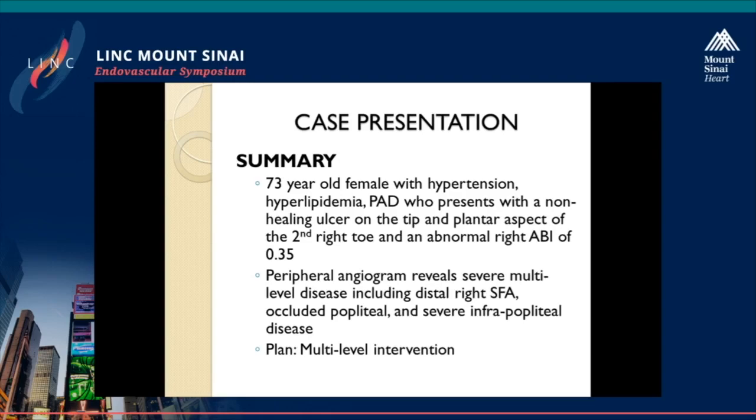So as you guys can see, this fits right into what the talks have been about. It's a very challenging case in the sense that a lot of levels of decision have to be made. First of all, how to cross this lesion. Second, what are the tools that you need to cross this lesion? Third, once you cross, how are you going to deal with the occluded popliteal? Fourth, how are you going to deal with the distal SFA, which is definitely stenotic and probably contributing to this? And fifth, how are you going to deal with the distal AT or the proximal dorsalis pedis?